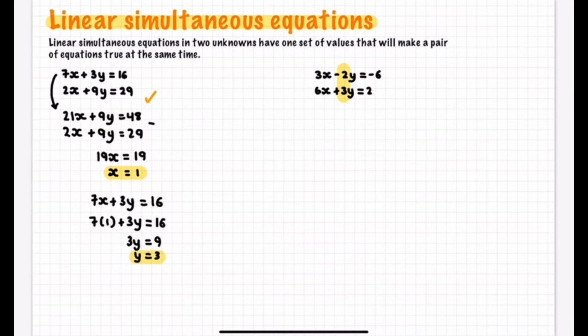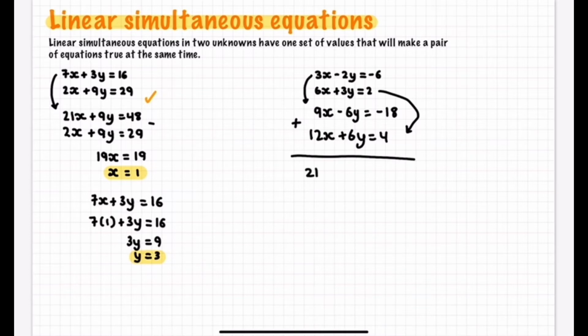To do this, we need to make sure the number is the same to eliminate the value from the equations. So in this case, we need to times the top equation by 3 to get 9x minus 6y equals minus 18, and the bottom one by 2 to get 12x plus 6y equals 4. We can now add these equations together to eliminate the y value, giving us 21x equals minus 14. This means that the x value is minus 14 over 21, which is the same as minus 2 over 3.